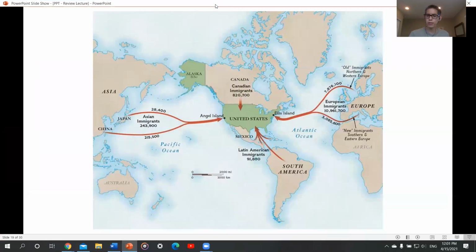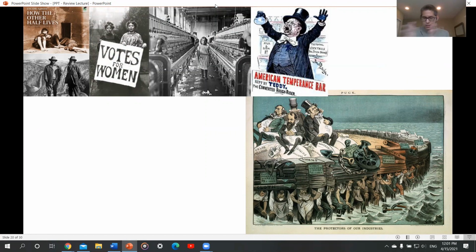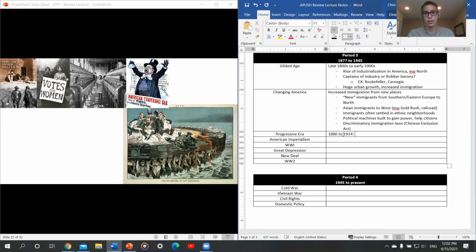The next big change that we see, again, 1880 to 1914, is the Progressive Era. This banner up here shows increased journalism that focused on how the other half lives, political exposés or muckraking that exposed how poorer people lived. And so that led to movements: the woman suffrage movement, the movement to make workplaces safer, especially for children, the American temperance movement to prohibit and ban alcohol. And so the Progressive Era, again, 1880 to 1914, was an era of social and political reform.